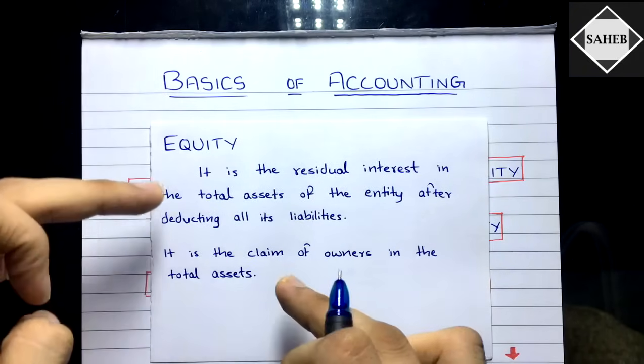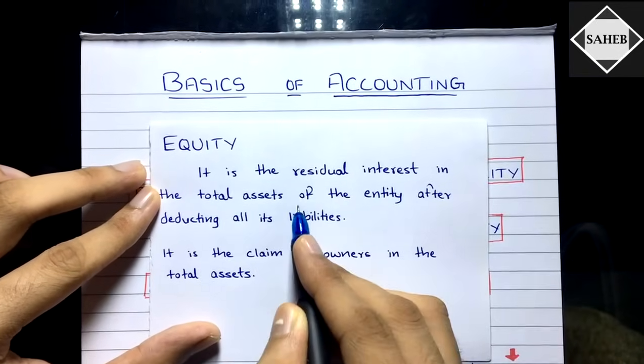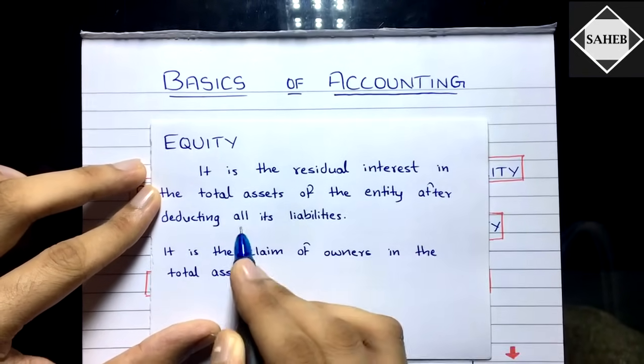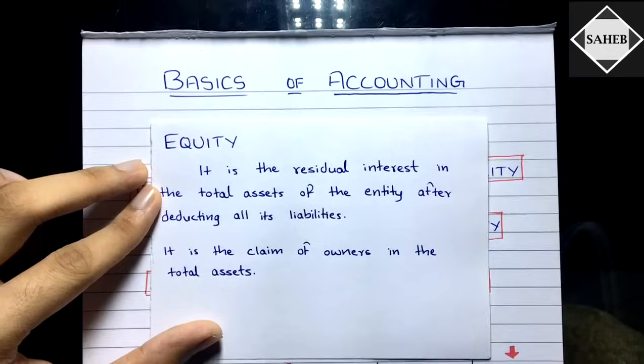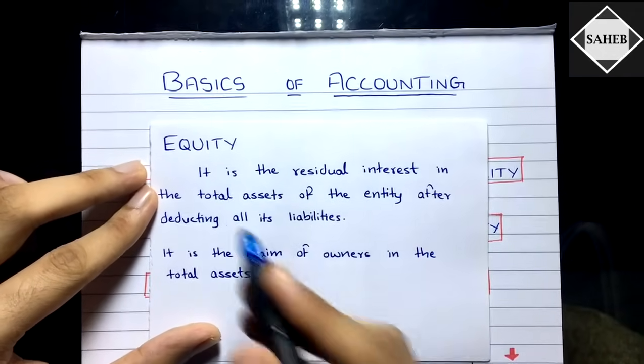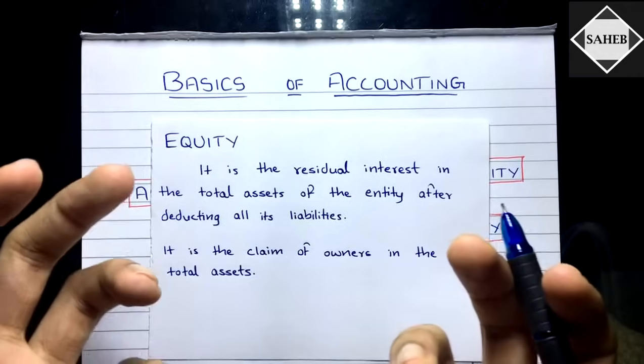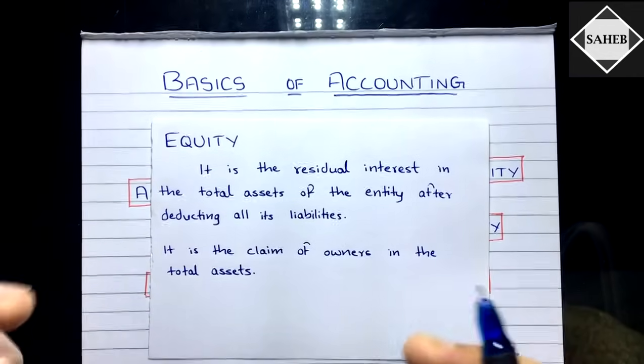So see the technical definition over here. It is the residual interest in the total assets of the entity after deducting all its liabilities. So why is it called residual interest? Because the equity, the owners, what do they get? They get whatever is left. Whatever is left, that is what they get.